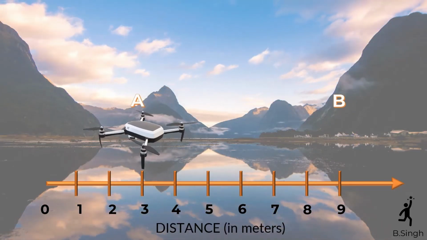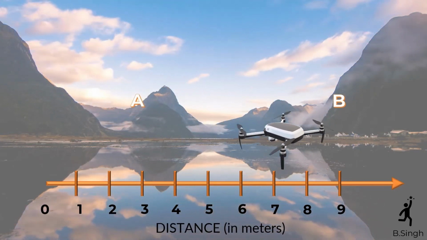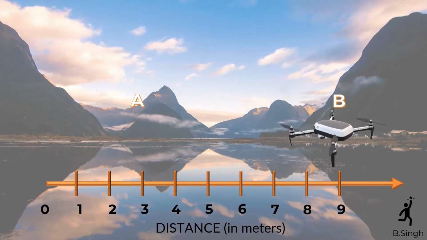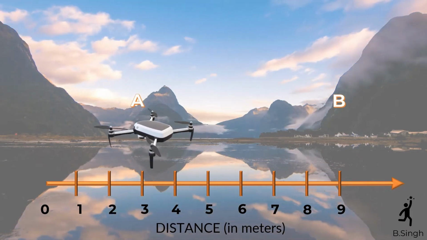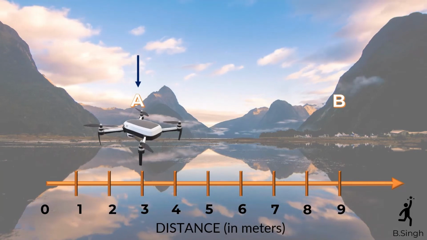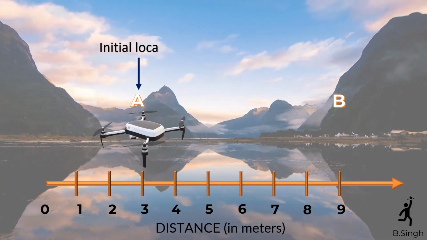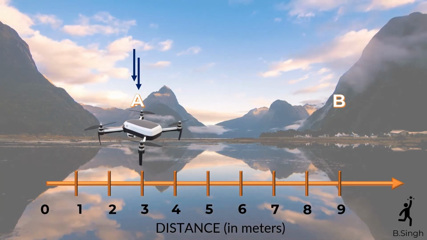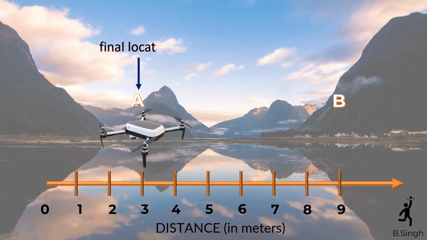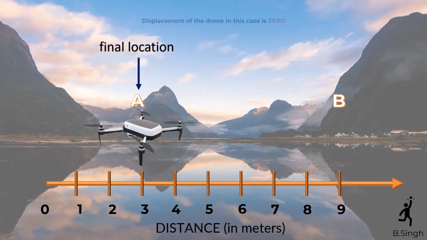Now let's understand case 2. In this case, our drone is going from any point A to point B and returning back to A. Here the initial location of the drone is A, and even the final location is also A as it is returning back. Hence the displacement in this case will be 0.